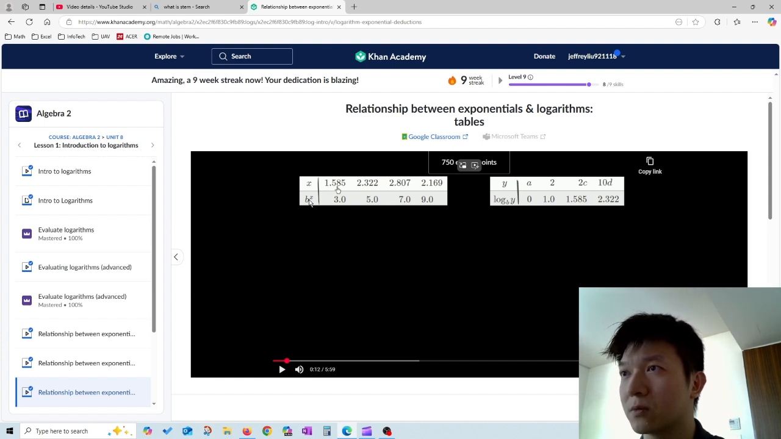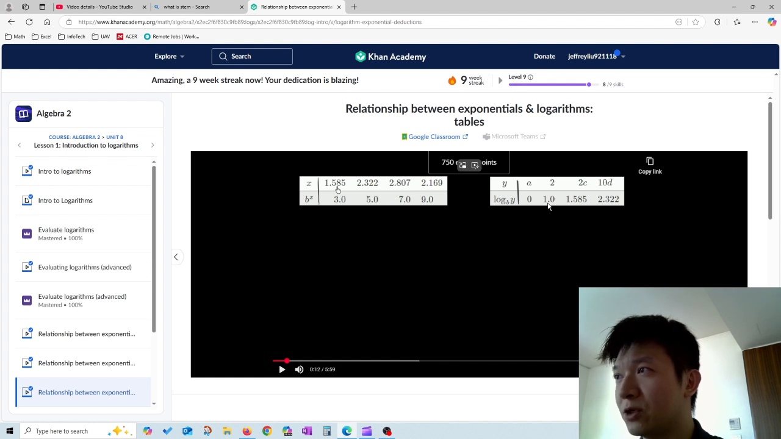Alright, so you're gonna plug in the x over here. So b to the power of 1.585 equals 3. So we don't know b yet, but we know that b to the power of 1.585 equals 3, alright? And we know that b to the power of 2.322 equals 5. We don't know the base yet, okay? The base for the exponent.